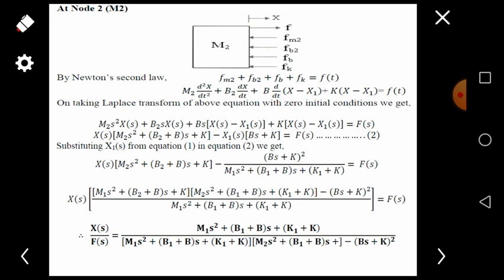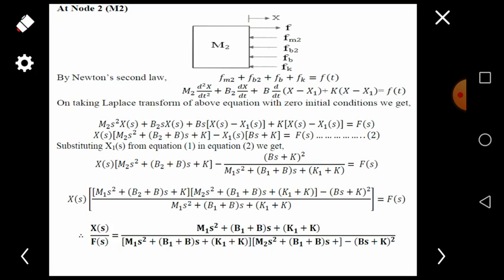Now we are going to take the LCM for these values. After that, we are getting X(s) into the product of (m1 s square plus (b1 plus b)s plus k1 plus k) and (m2 s square plus (b2 plus b) s plus k), minus (bs plus k) the whole square, divided by m1 s square plus (b1 plus b)s plus (k1 plus k), equal F(s).